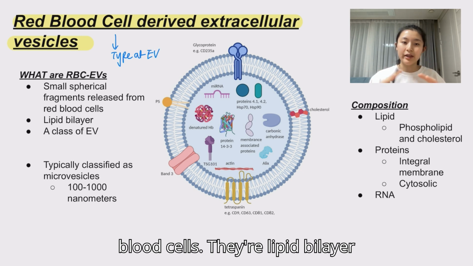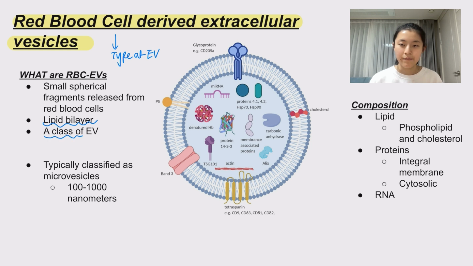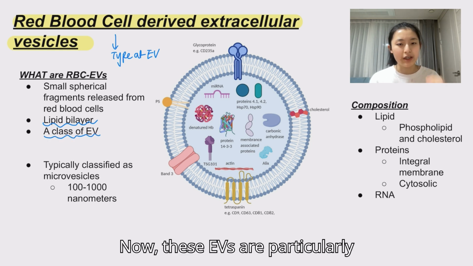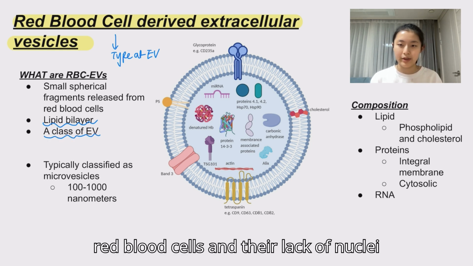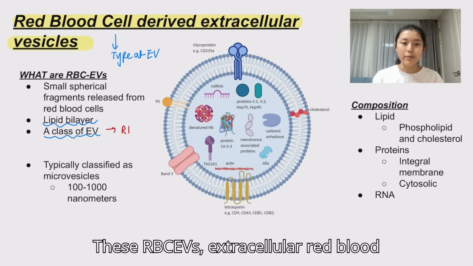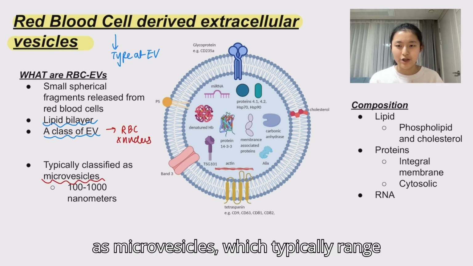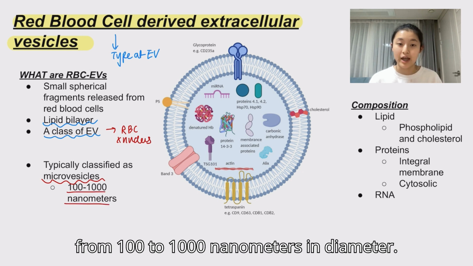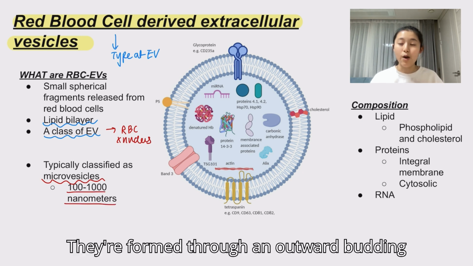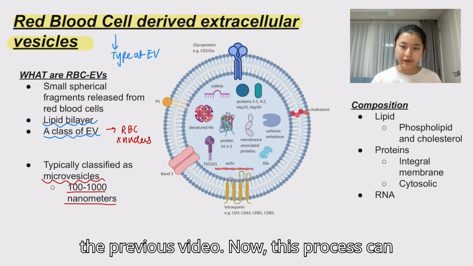They're lipid bilayer enclosed vesicles, and they're a part of a larger class of extracellular vesicles. Now, these EVs are particularly interesting due to their origin from the red blood cells and their lack of nuclei and organelles in their mature form. These RBC EVs, extracellular red blood cell vesicles, are primarily classified as microvesicles, which typically range from 100 to 1,000 nanometers in diameter. They're formed through an outward budding and fission of the plasma membrane of the red blood cells, as we have discussed in the previous video.